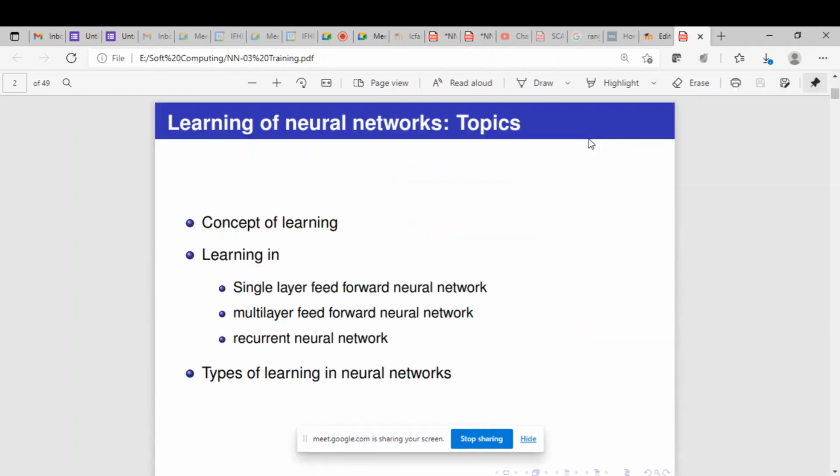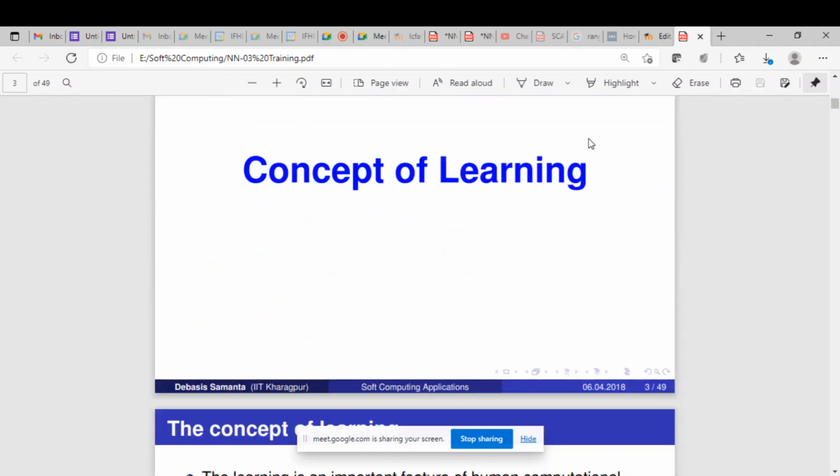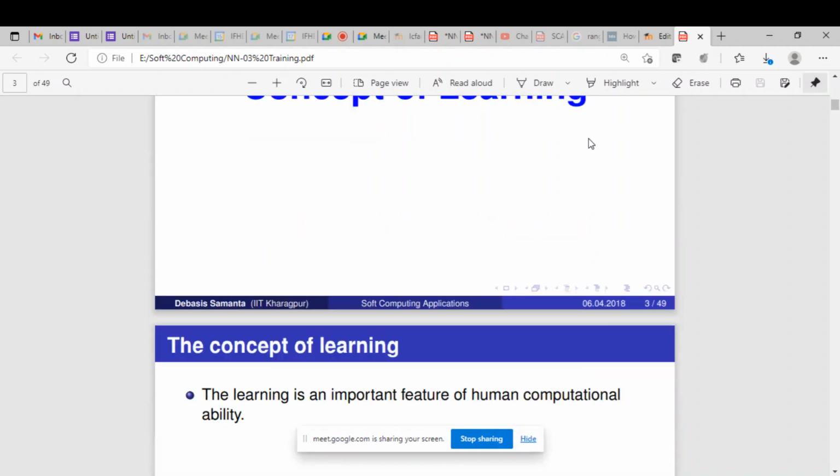Okay. So the next topic that we'll be discussing is learning. Learning is actually a core concept in neural networks. It is through this concept of learning that the weights will be adjusted. So what are the different types of learning that are available in neural networks? That's what we are going to discuss next, the concept of learning.